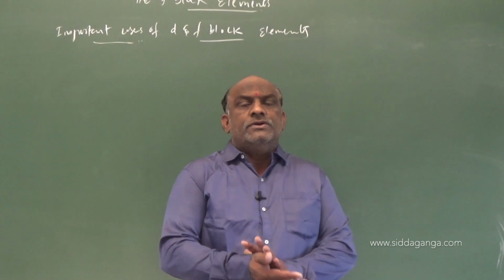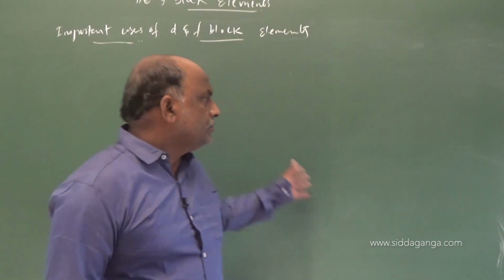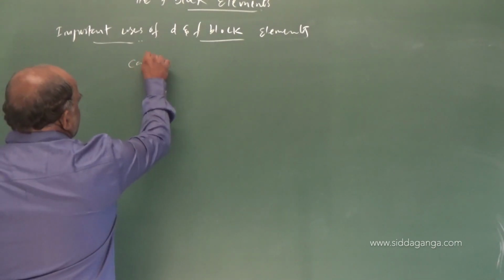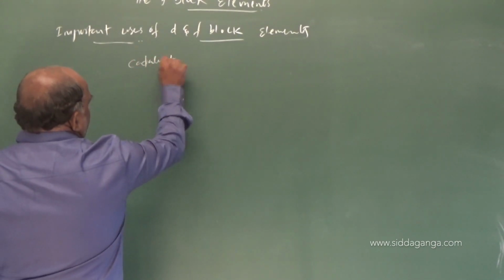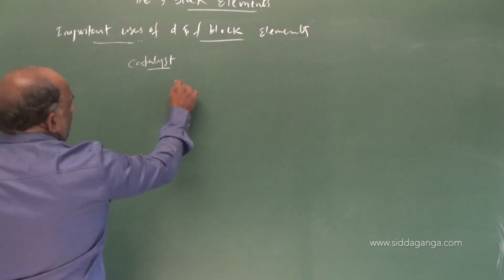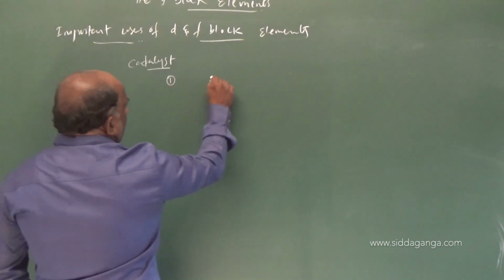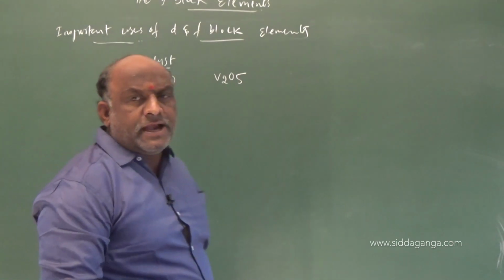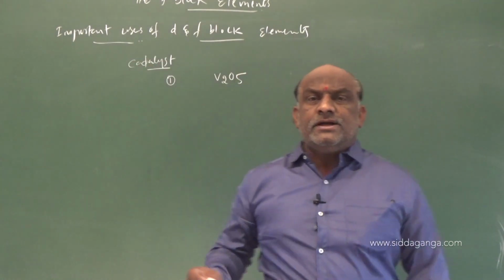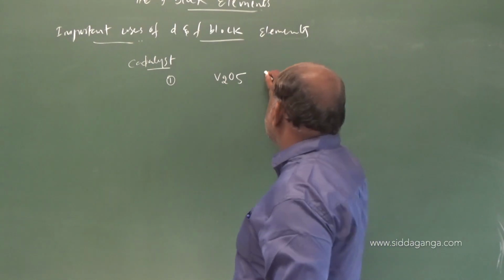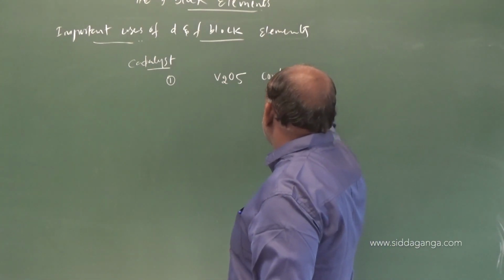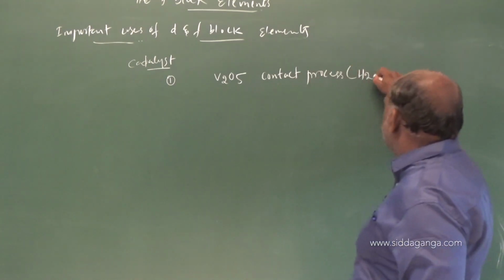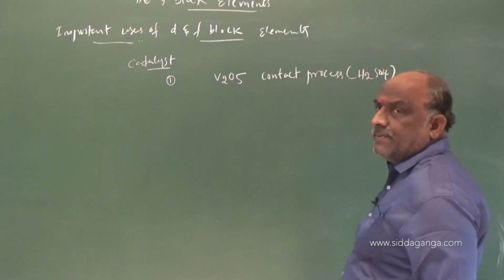Clear? MnO2 is used as what? It is used in dry battery cells. And next is catalysts. Number 1 is V2O5. V2O5 is called vanadium pentoxide. Vanadium pentoxide we can use in the contact process. This process is called the contact process, the manufacturing of sulfuric acid.